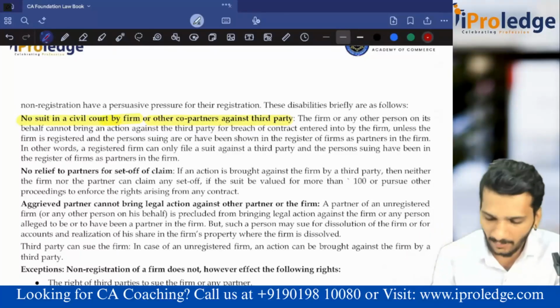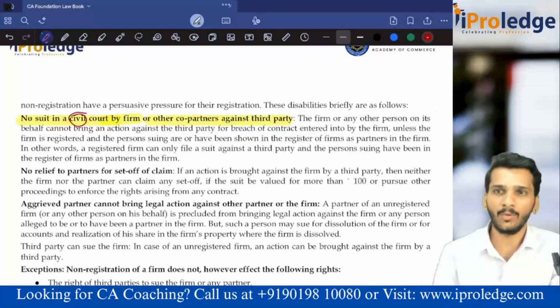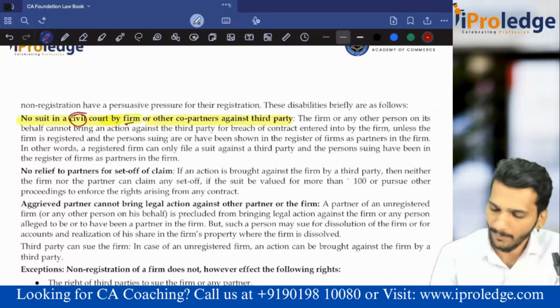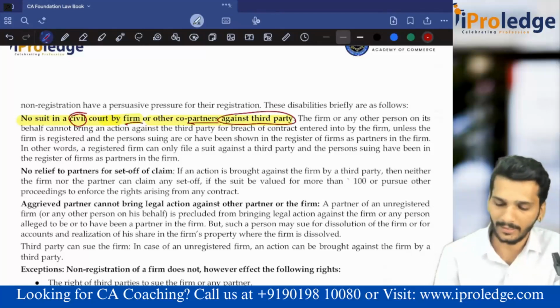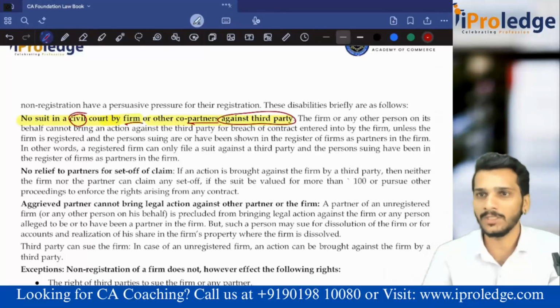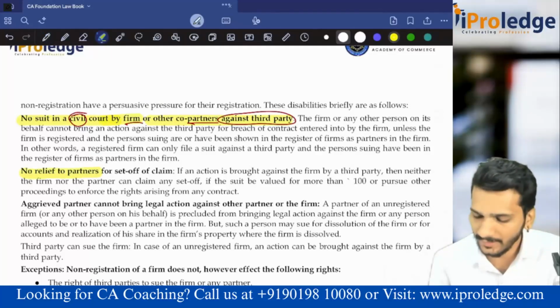Why is it civil court? Because it is a civil matter. It is not a criminal matter. You cannot go with this thing to the criminal court. You can never file the civil suit in the civil court, either by the firm or by other partners against third parties. But third parties can file a case on you, so they can file suit on you. That is possible. And there is no relief to the partners for set off of the claim.